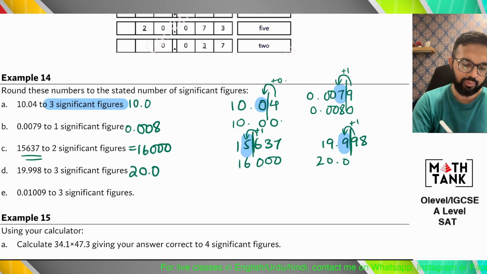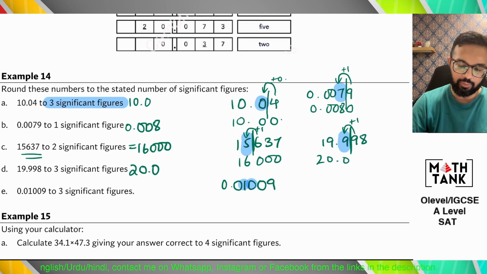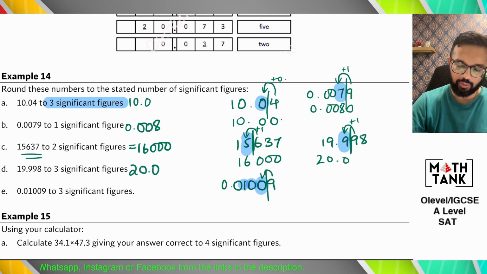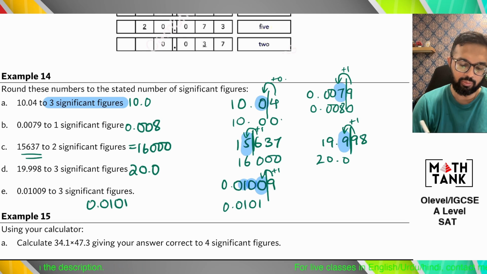1, 2, 3. So you start counting from 1. So 1 to third significant figure, you put a boundary, add 1, 0.0101. 0.010.